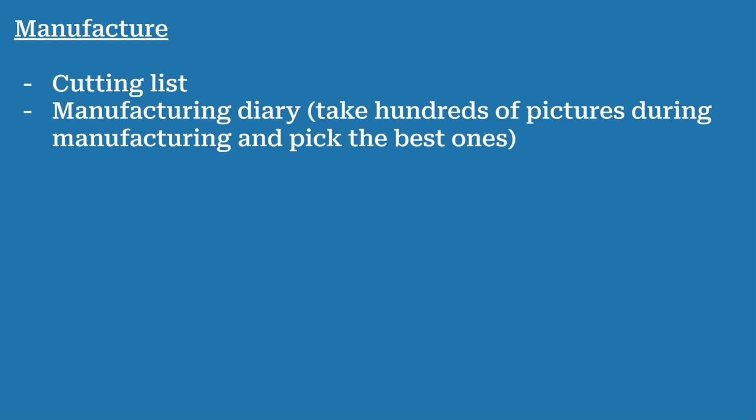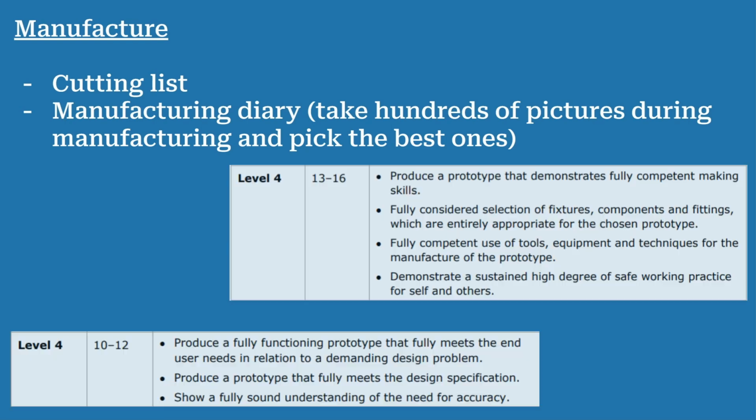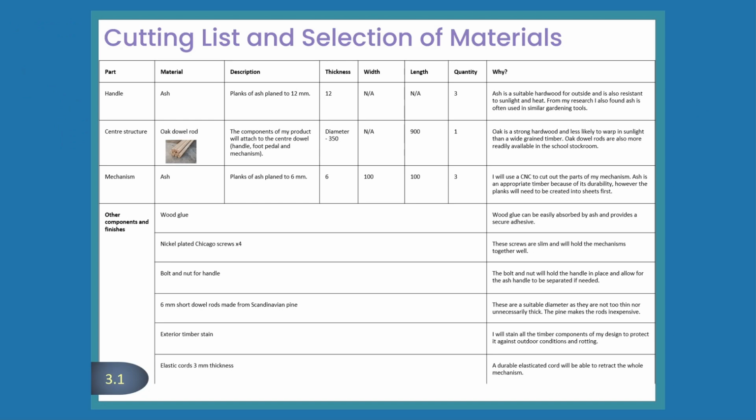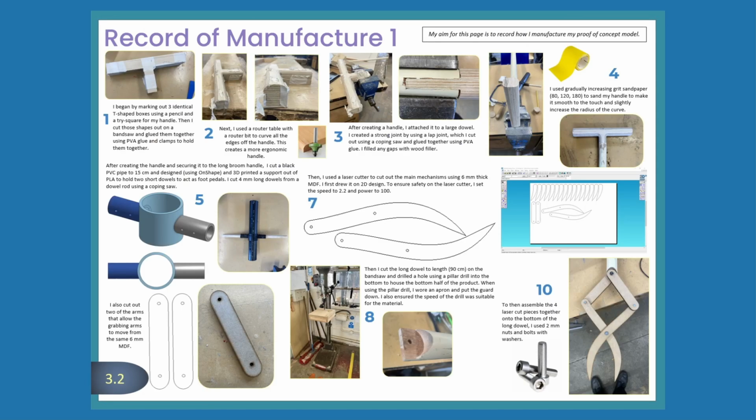You also get marks for showing off the variety of tools you used and manufacturing processes, along with safety precautions. I'll put the mark bands on screen so you can read those. Let's look through my manufacturing pages. This is my cutting list. You do get up to 8 marks for this. Then my first manufacturing diary page.